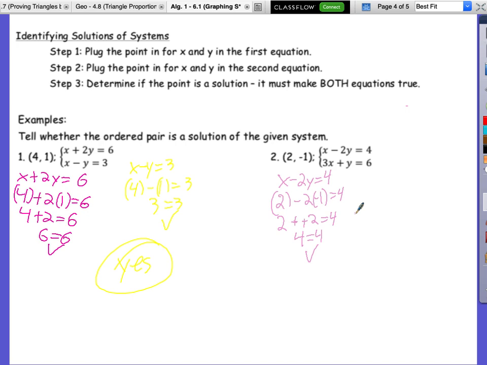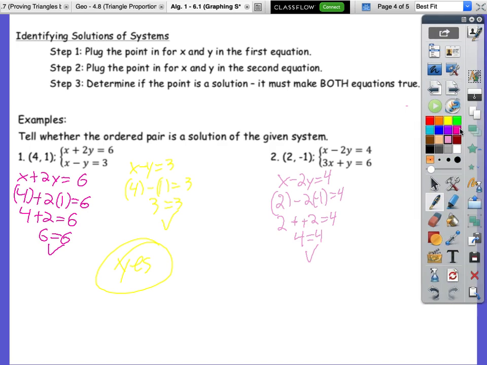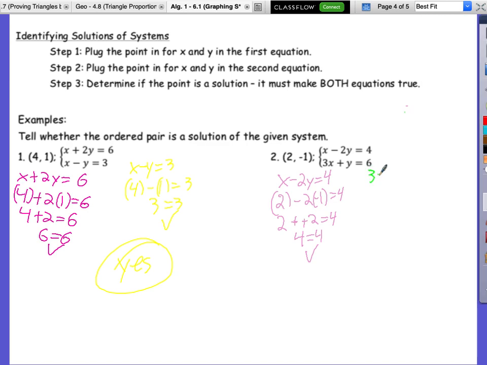Do we even need to check the second one? We checked the first one. It worked out. Are we good? No, you have to check the second one, right? Okay. So we go through. We check the second one, just for grins and giggles, I suppose. So we'll plug in the 3 for x. We'll plug in negative 1 for y. And we say, okay, what's 3 times 2? 6 minus 1. Does 6 minus 1 equal 6? No, because 5 is not equal to 6.